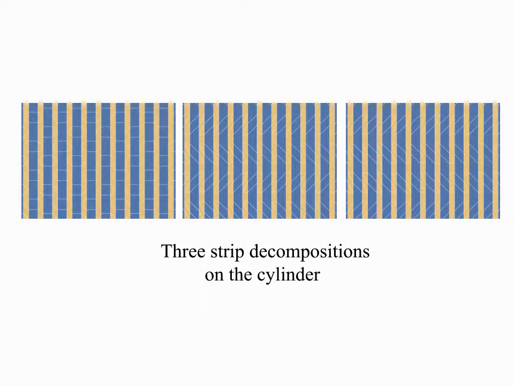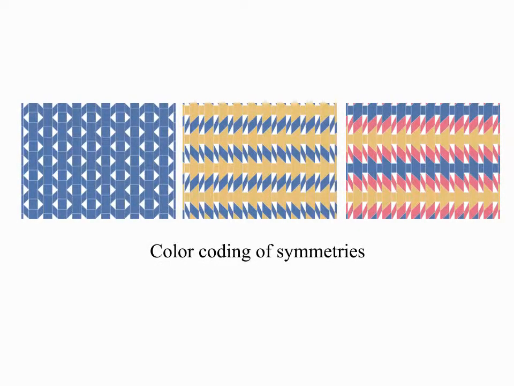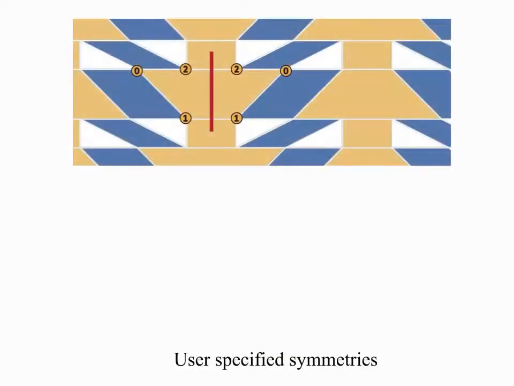Different strip decompositions lead to different feasible symmetries, which can be observed when mapping the pattern onto a cylinder. We color code different symmetries. For example, for the yellow faces, we observe reflective symmetries with respect to a plane bisecting the face. Vertices with the same number have a symmetry relationship.